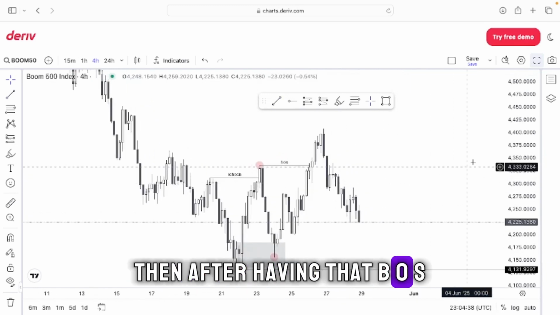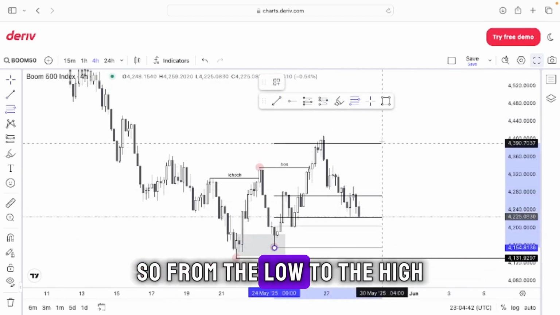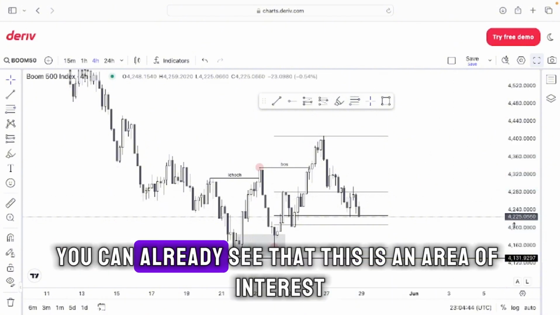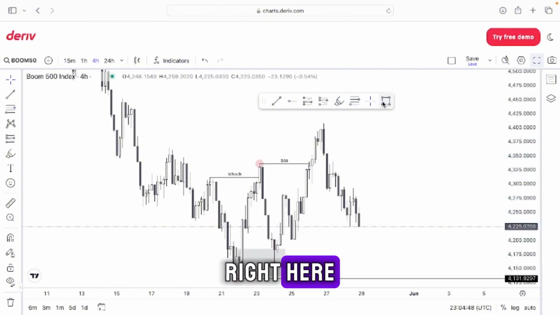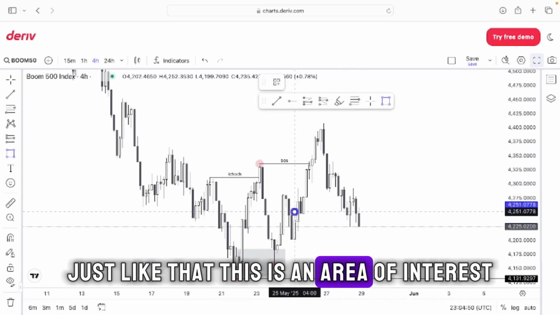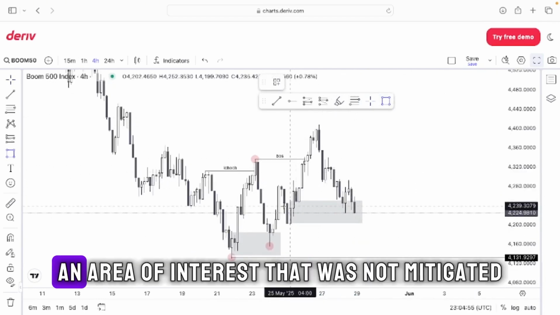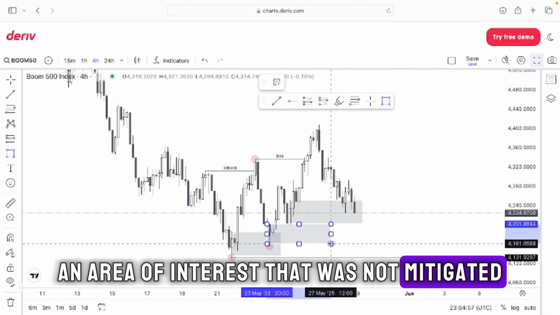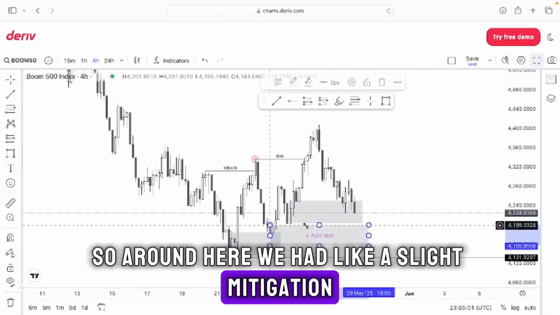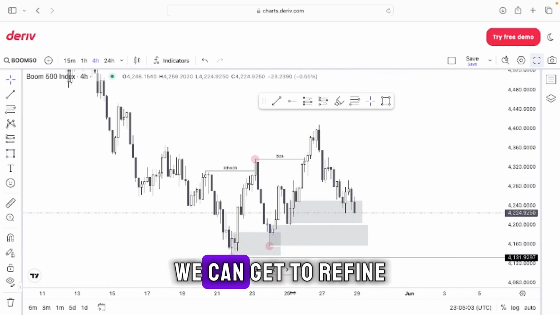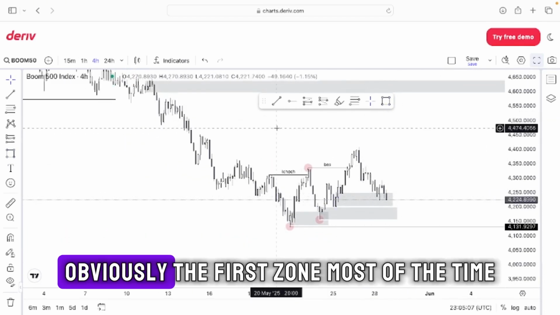After that BOS, now we need to determine our area of interest. From the low to the high, just like this, you can already see that this is an area of interest right here. This is an area of interest, and this is also an area of interest that was not mitigated around this point here. Around here we had a slight mitigation, but on the lower time frame we can refine and see if we can just use the first zone.